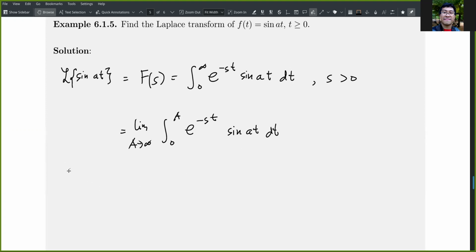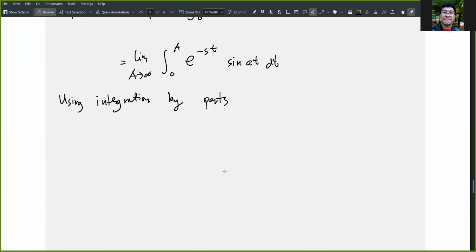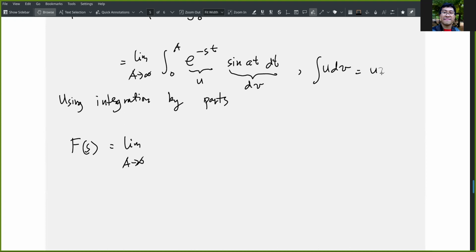To solve this, we can use integration by parts. So using integration by parts, our Laplace transform F(s) equals the limit as a approaches infinity of this integral. If you want to review integration by parts, we can set this equal to u, and this equal to dv. The integral of u dv equals uv minus the integral of v du. This is evaluated at the boundaries, so the limits of integration, 0 to a.